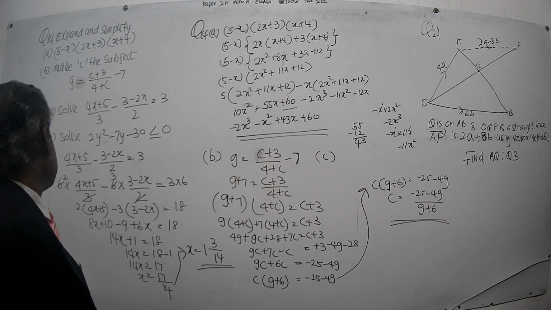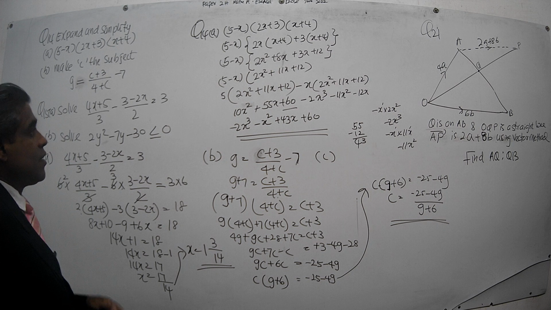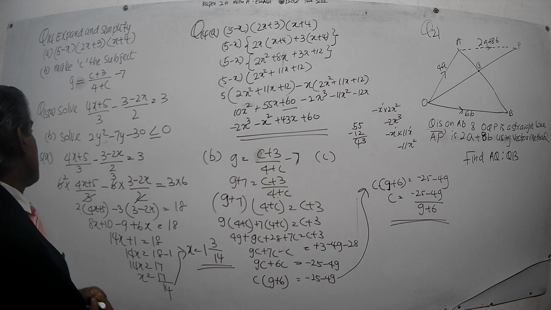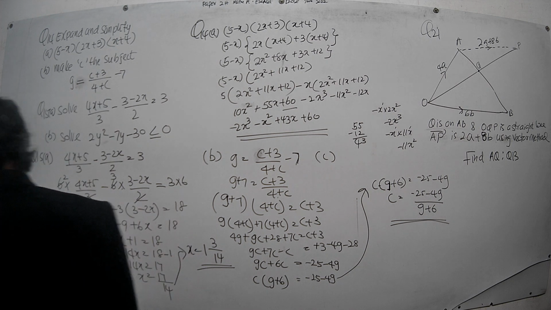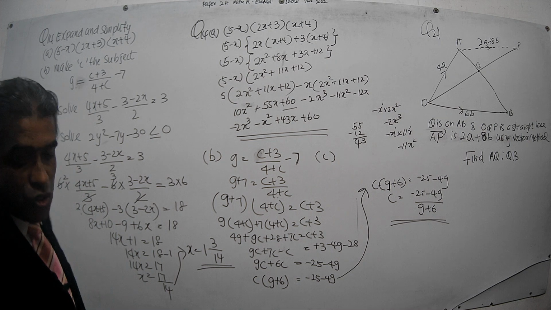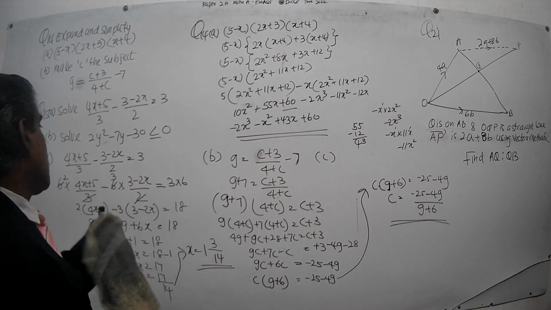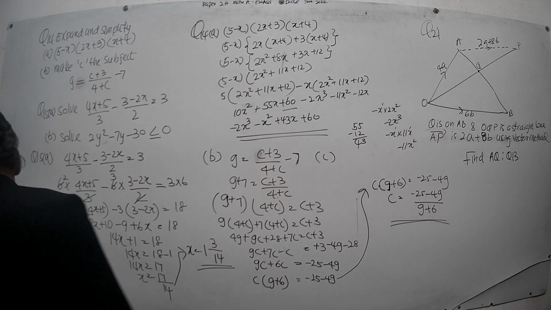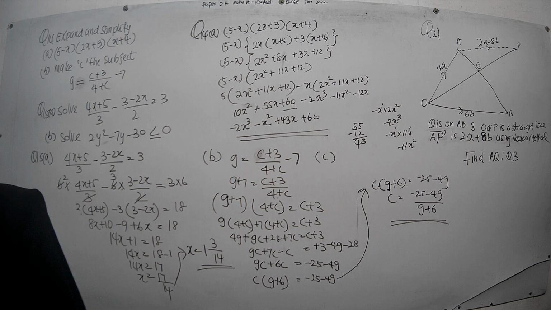Right. We did that part A of 15. Then we have to do part B. Part B is to solve a quadratic inequality.